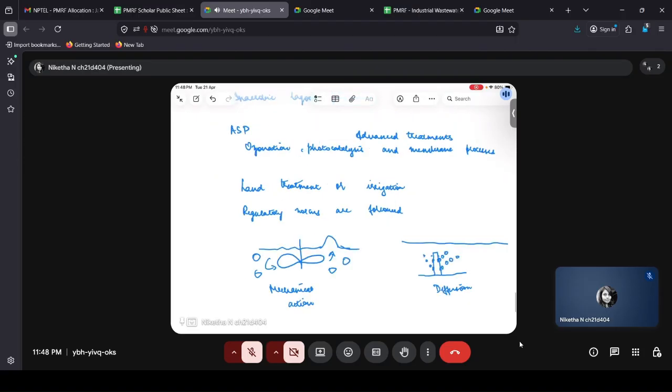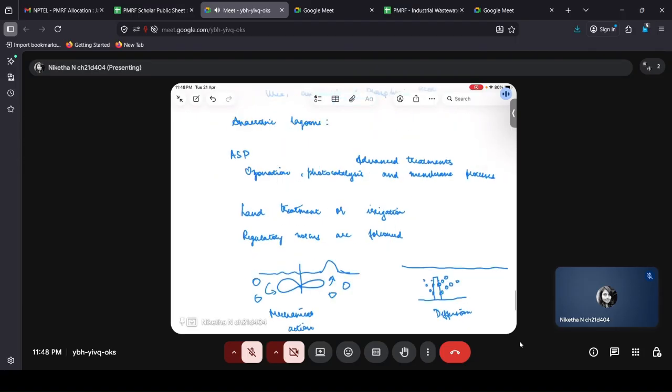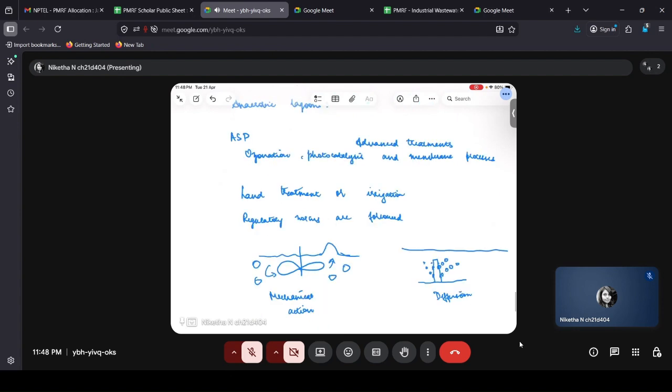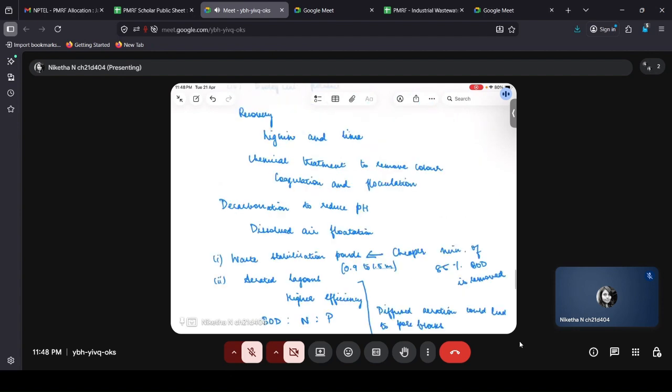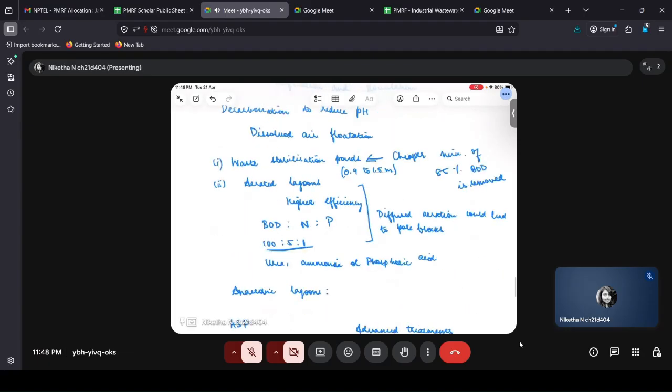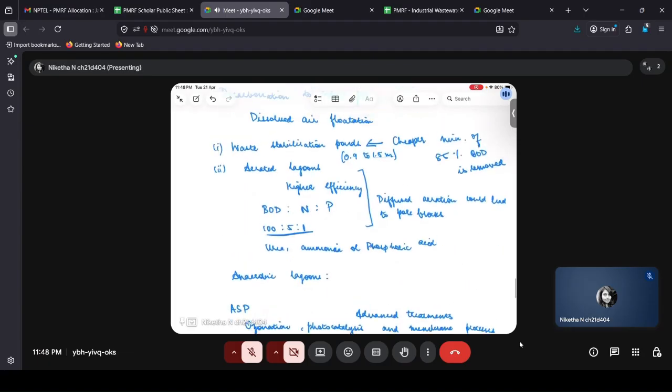In aerated lagoons, the influent BOD is moderate. It cannot be very high. That's why it can also be used as a polishing treatment. Polishing treatment means the final treatment before discharge, just to ensure that the BOD removal is slightly increased. So this can be used as a final treatment process after the main treatment process is done.